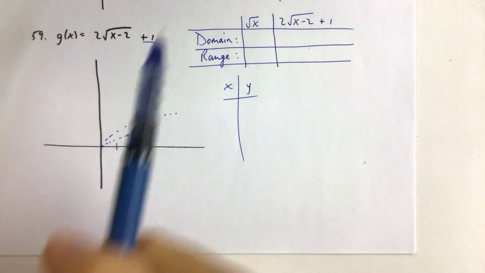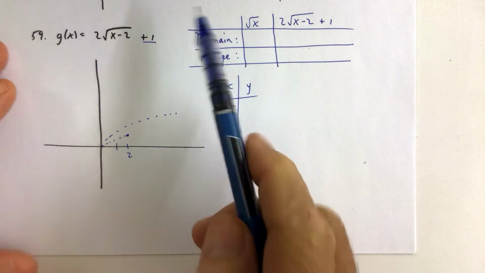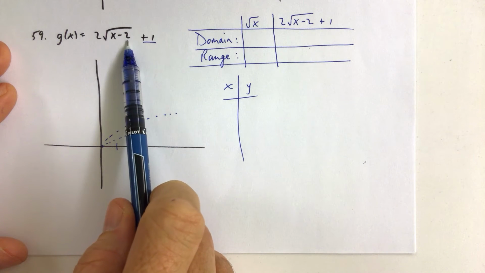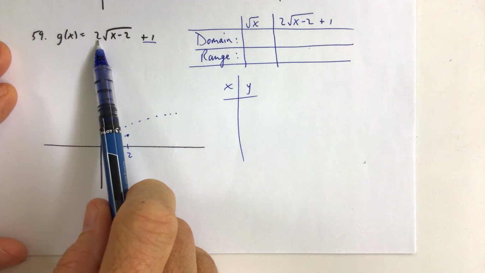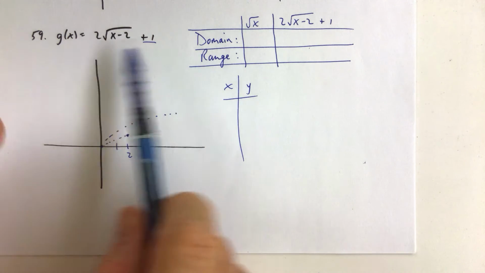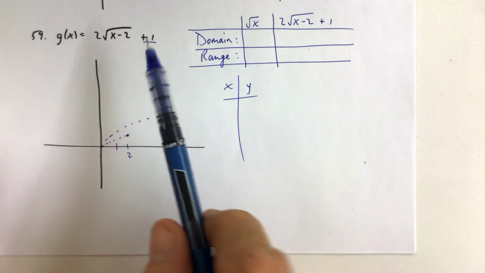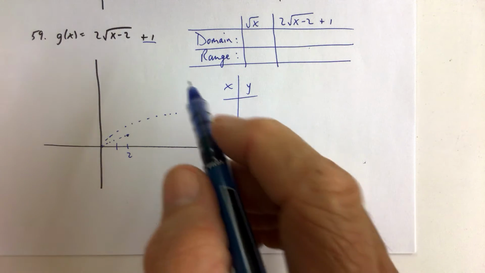So when you're doing a problem like this one, number 59, when you have multiple transformations, right 2, up 1, and multiply by a factor of 2, or stretch it vertically by a factor of 2, the order in which you apply these transformations is really important. So let's start from the beginning.